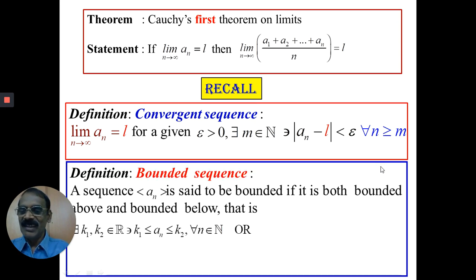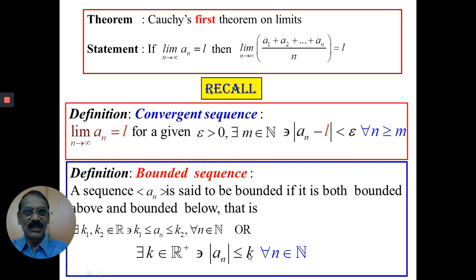The second is the definition of bounded sequence. A sequence a_n is said to be bounded if it is both bounded above and bounded below. That is, there exist two real numbers k1 and k2 such that k1 is less than or equal to a_n less than or equal to k2 for all n belonging to N. Or we can choose one positive real number k such that modulus of a_n is less than or equal to k for all n belonging to N. In fact, to prove Cauchy's first theorem on limit, we'll be using the second part. That is, when you say sequence a_n is bounded, then there exists a positive real number k such that modulus of a_n is less than or equal to k for all n belonging to N.